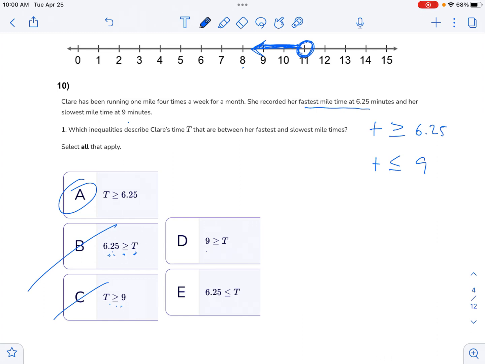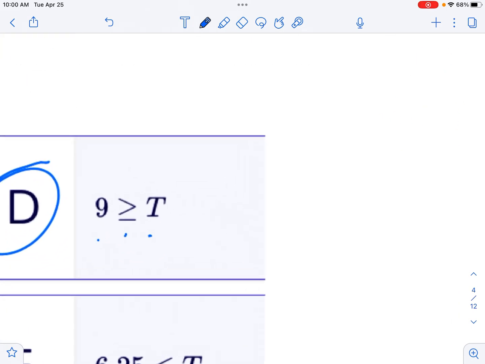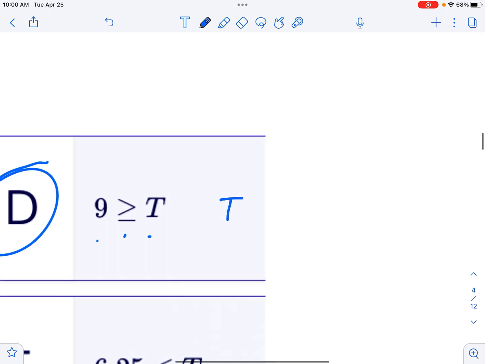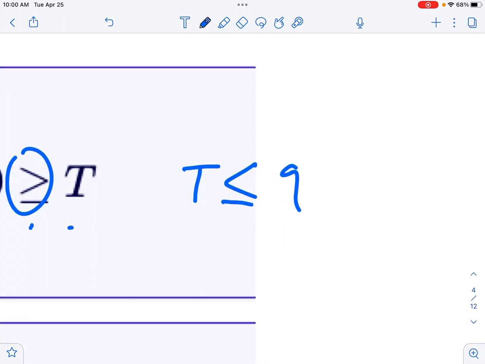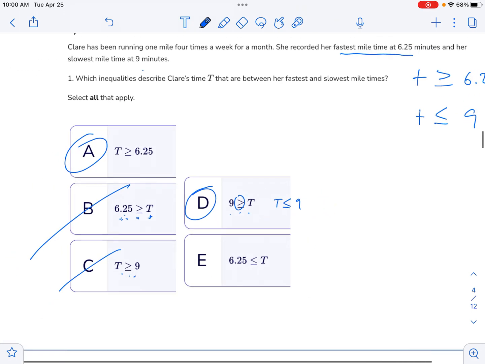9 is greater than the time. Yep, that works. And I like to read it the other way. Like if you flip it, sometimes when it's written this way, it's kind of hard to see it. So for me to see it a little bit easier, I flip them. So I start with the T, and then I have to flip the symbol the other direction, and then 9. So this is saying the time is less than 9. That's what makes it more true.